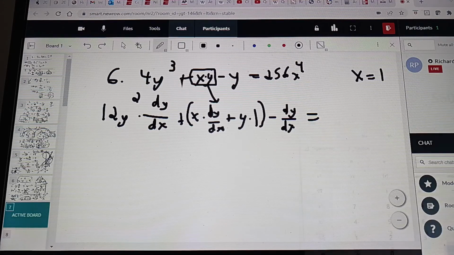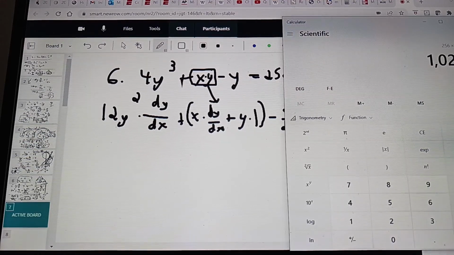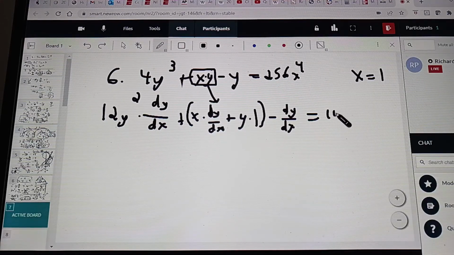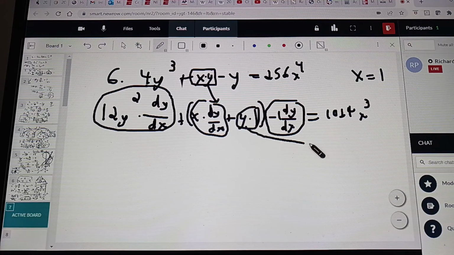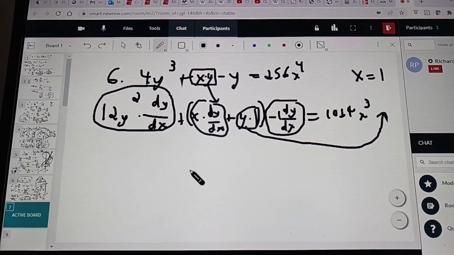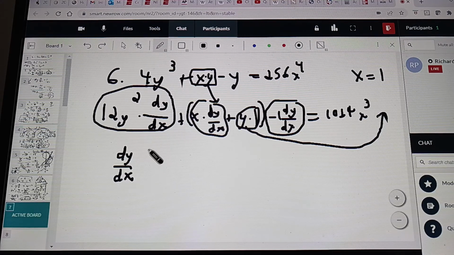And then here we would have to do 256 times 4 for the front constant, 1024 x to the third. Okay, so I have 1, 2, 3 terms that have dy over dx in them. There's technically a 1 right there. And then this is just y right here. So let me move y over there because that doesn't have a dy over dx. And then I can factor out dy over dx off the other 3 terms.